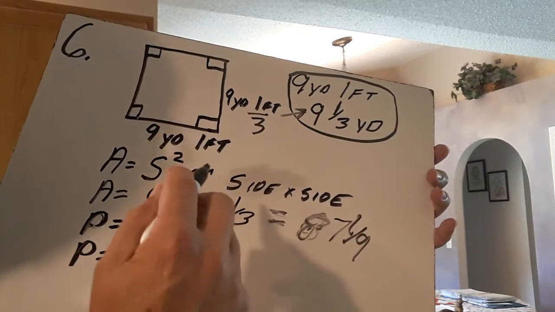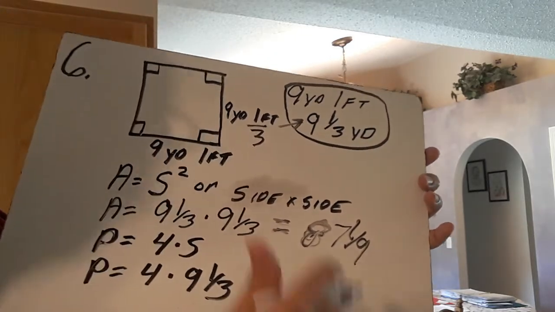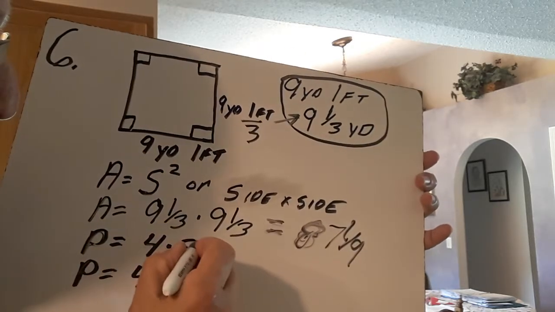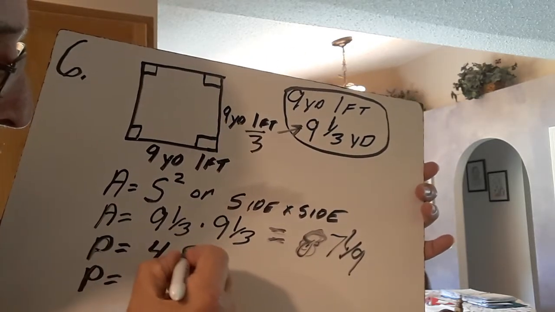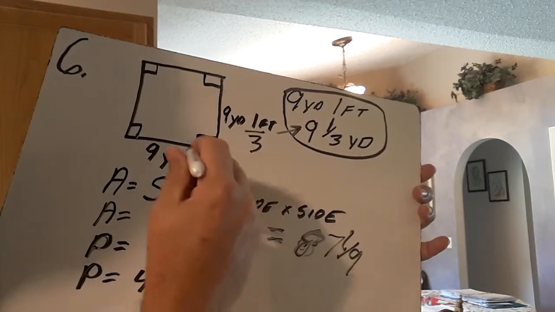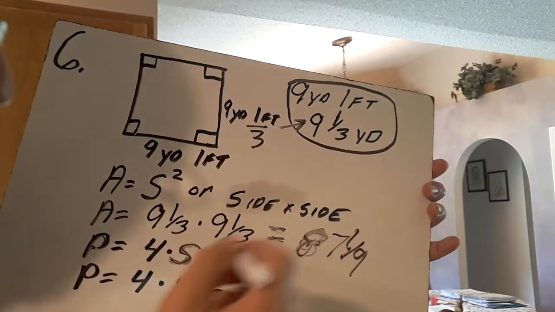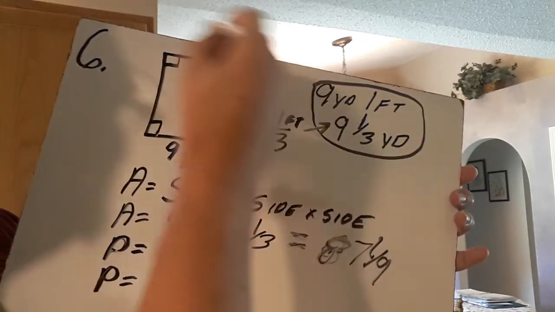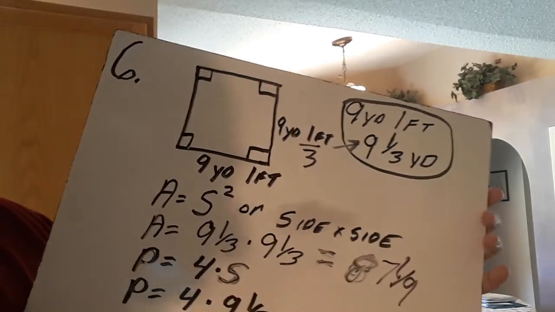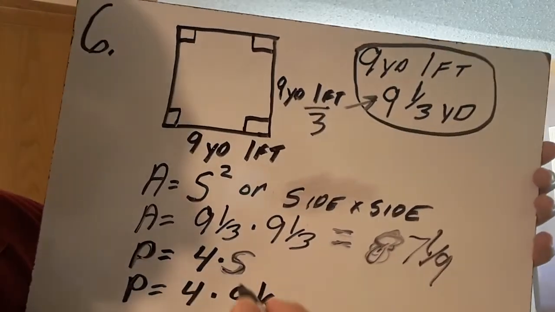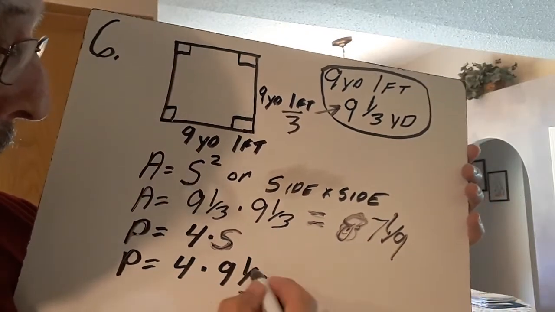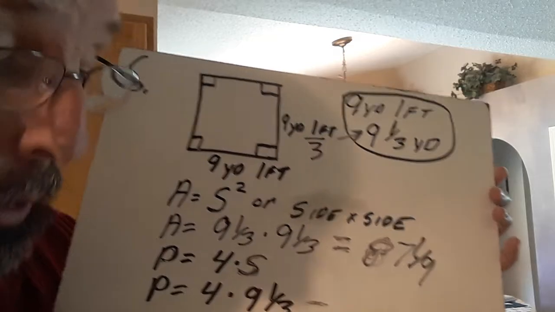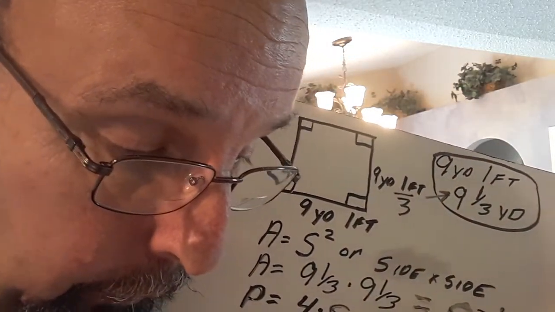Then, all right, for the perimeter, it's just 4 times S. That's not a 5, that's an S. 4 times the side. Because you have 4 sides, they're all the same. So 4 times one of the sides, or you can just add all 4 of them up if you want to do that, but it's easier just to multiply one of the sides times 4, because there's 4 of them, right? And that gives you your answer for the perimeter, which is 37 1/3.